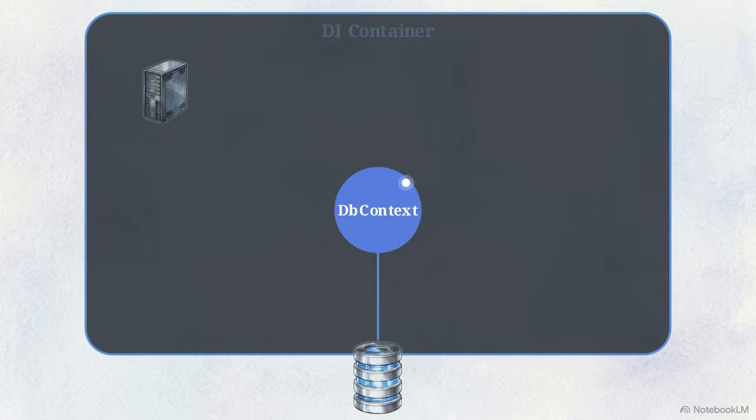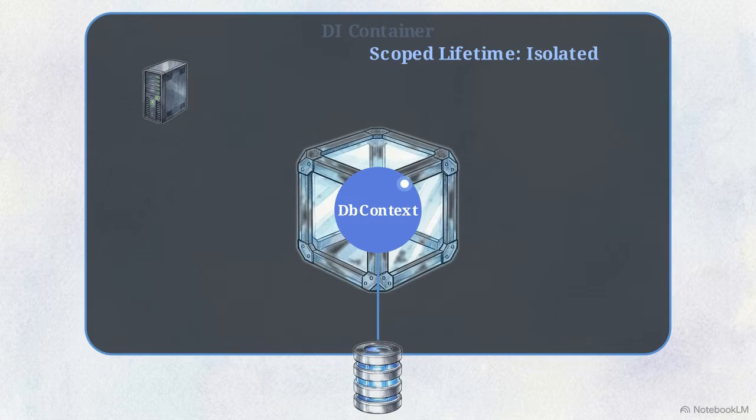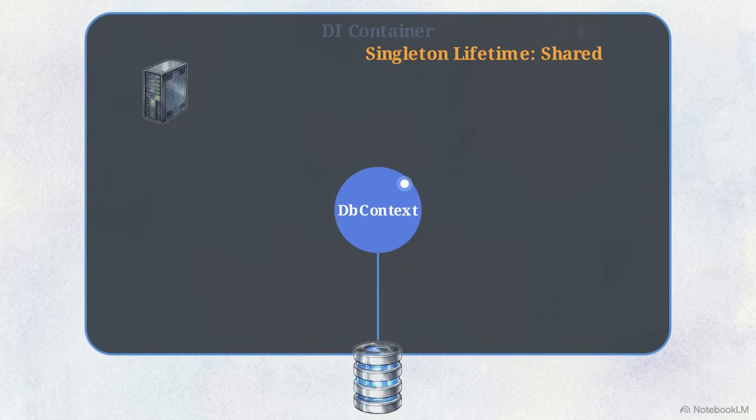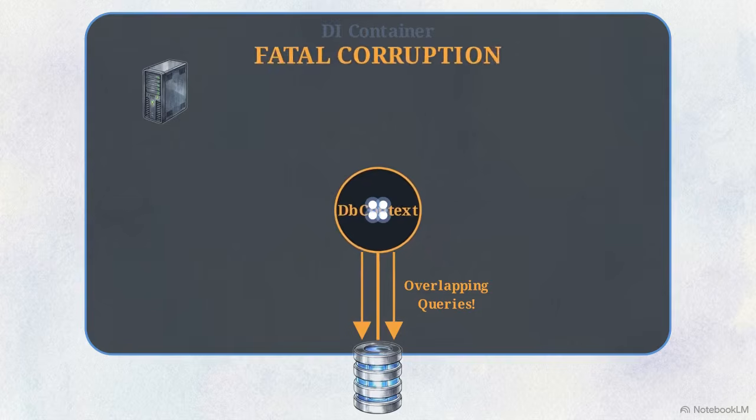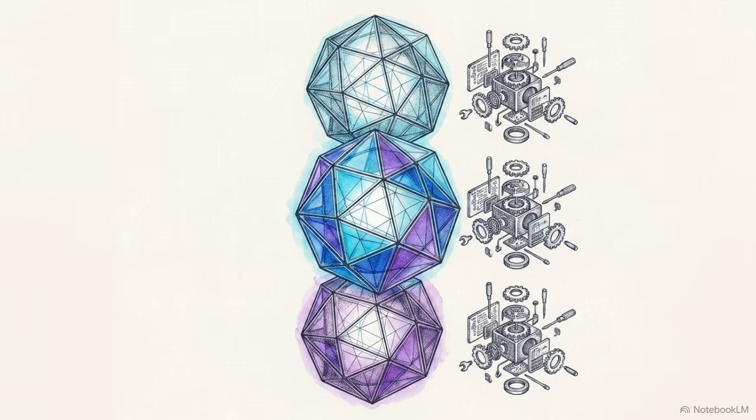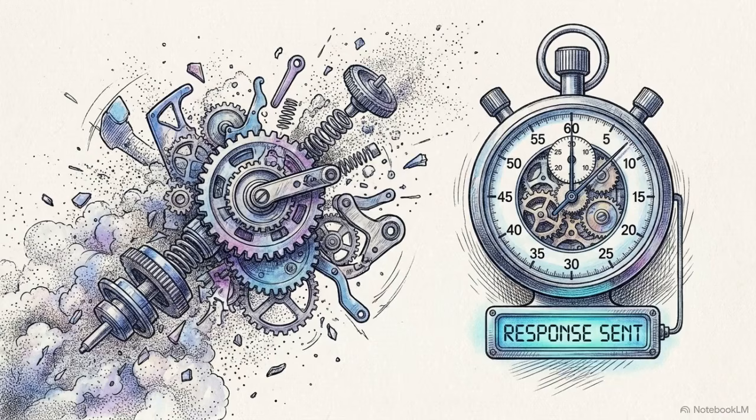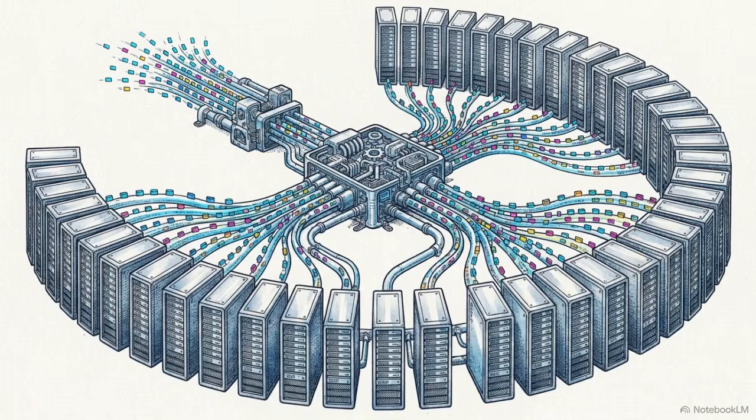This requirement exists because DB context is not thread safe. It tracks entities for a single operation. If mistakenly registered as a singleton, concurrent HTTP requests hit the exact same memory instance simultaneously, causing overlapping queries and fatal database corruption. By using a scoped lifetime, ASP.NET Core guarantees that every incoming request gets its own fresh, isolated instance of DB context, which is safely disposed of the moment the HTTP call ends.